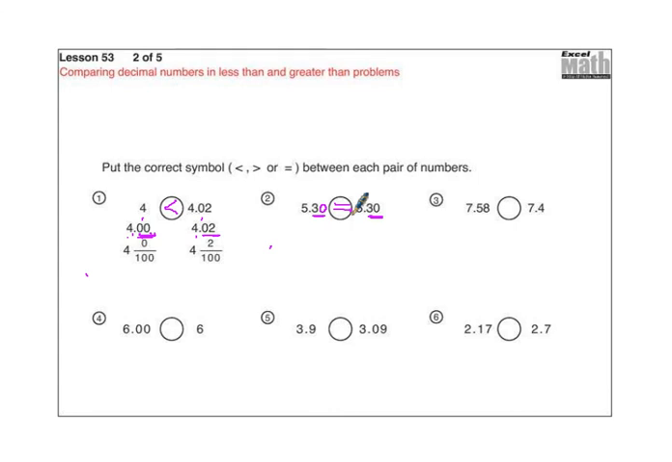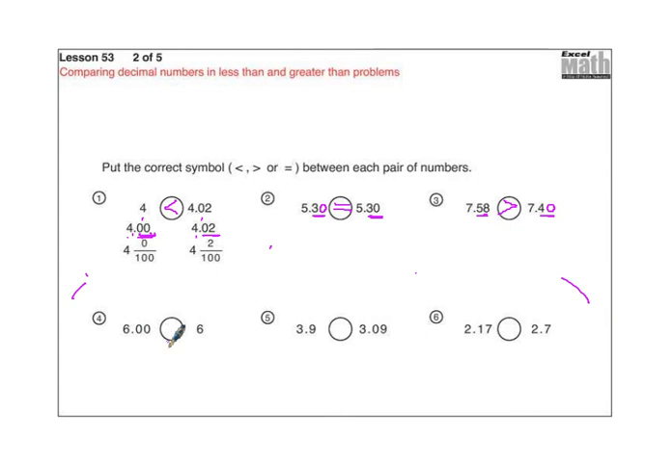All right, pause the video, do just number 3, turn it back on when you're ready to see the solution. Okay, you should have put a 0 out here so that you have 7.40, and this is 7.58. 58 is larger than 40, so we make the greater than symbol. All right, I think these are probably getting pretty easy for you, so go ahead and do 4 through 6. Pause the video, turn it back on when you're ready to see the solution.